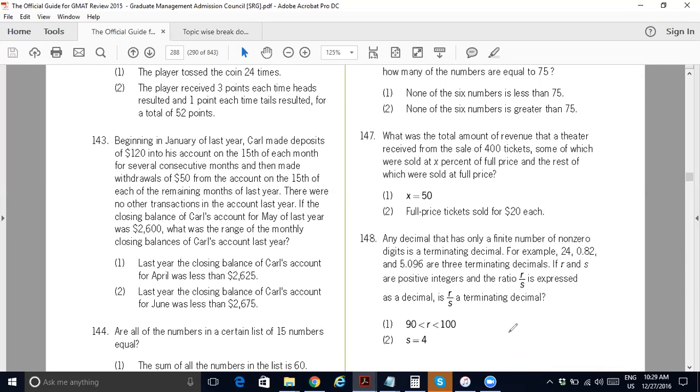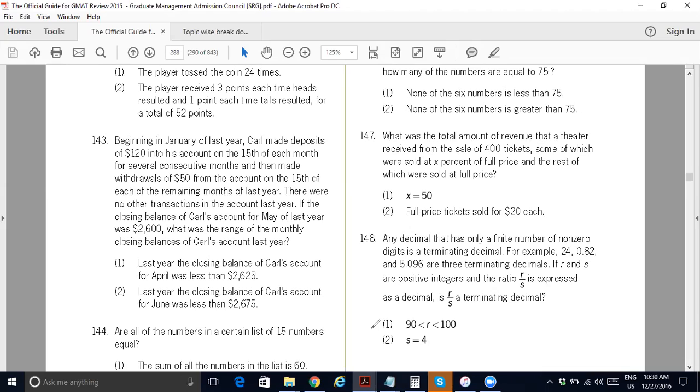If we are given a precise value of R, then we will still get an answer, whether a definite yes or a definite no. Suppose R was 91 and S was 28, then obviously it is a terminating decimal. And even if we get 92 over 28, we'll have a definite answer. No, we will not get a terminating decimal. Totally. Okay, that's helpful.